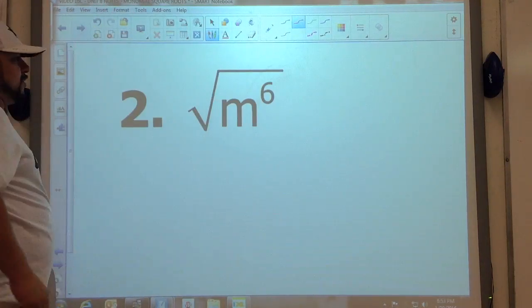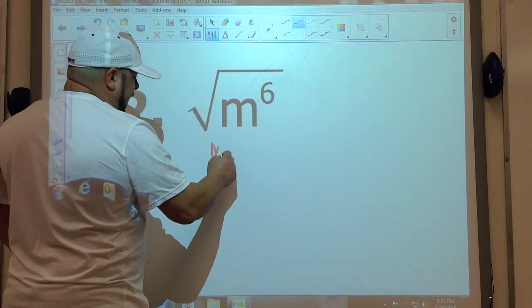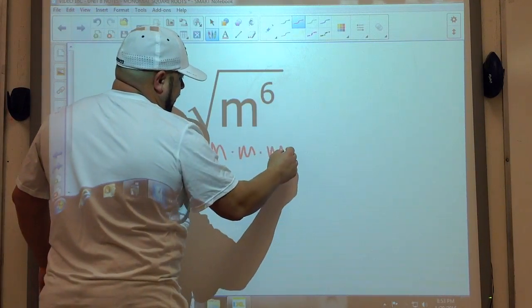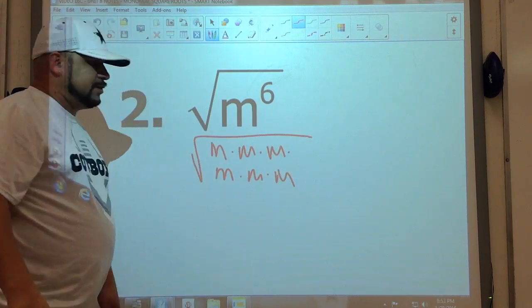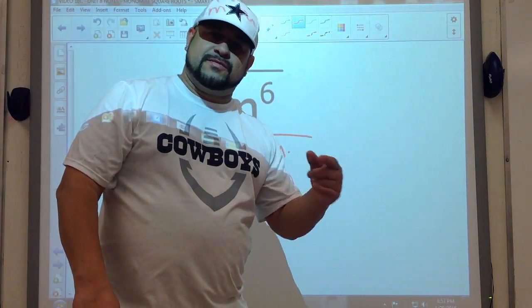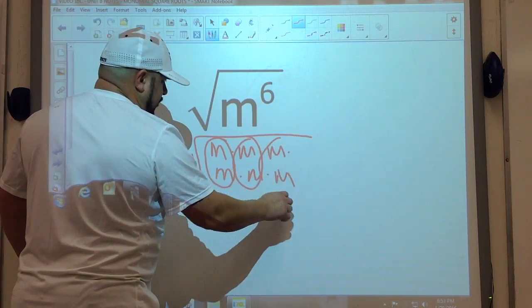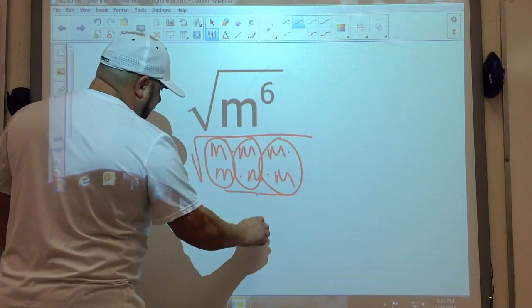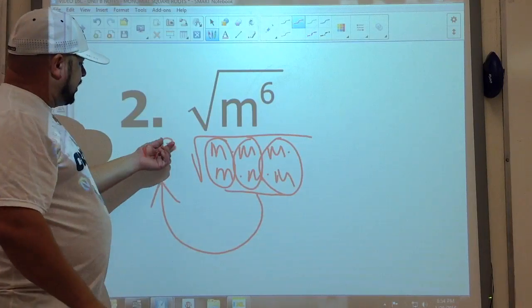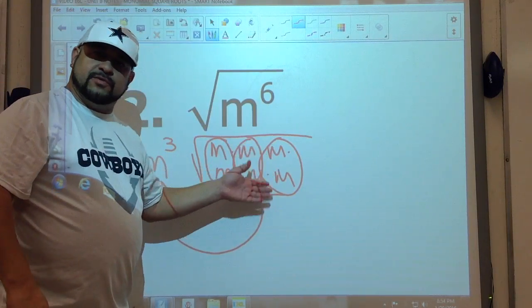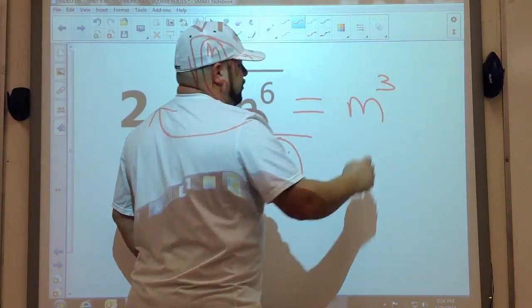So let's take a look at another one. Here, we have the square root of m to the 6. So this means I have 1, 2, 3, 4, 5, 6 m's, all under the square root symbol. Well, let's see how many sets of 2 m's we have. I have 1, 2, 3. So I can represent this on the outside as m to the 3rd power, meaning I have 3 sets of 2 m's. So my answer here is m to the 3rd power.